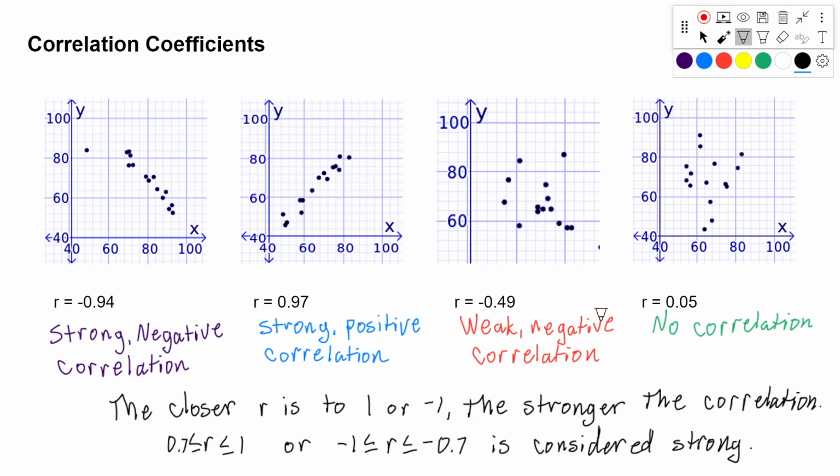And that is how you would describe the correlations based off of the correlation coefficient or the appearance of the scatter plot.